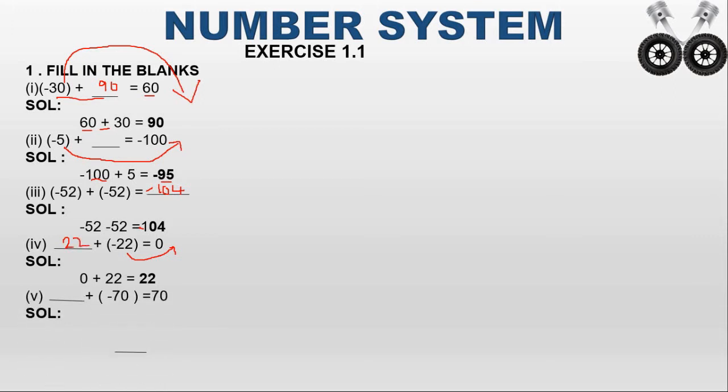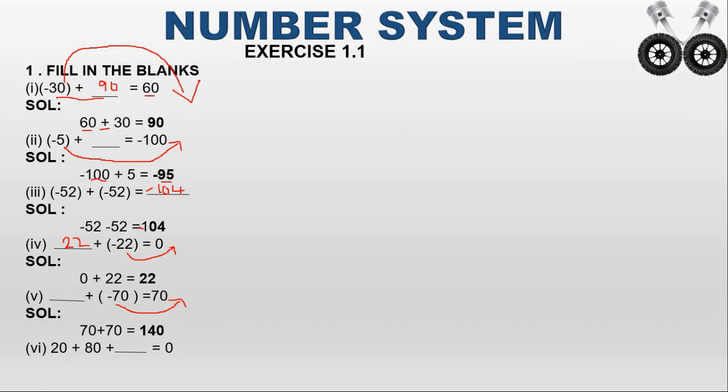What is the fifth one? Dash plus minus 70 equal to 70. What do we have to do? The value which is in the LHS, we have to bring to this side. What is the value here? Minus 70. Whenever it comes to this side, in the RHS it becomes plus 70. So 70 plus 70 is equal to 140.